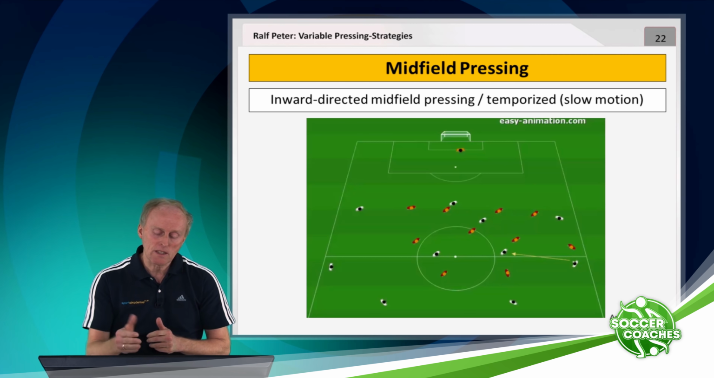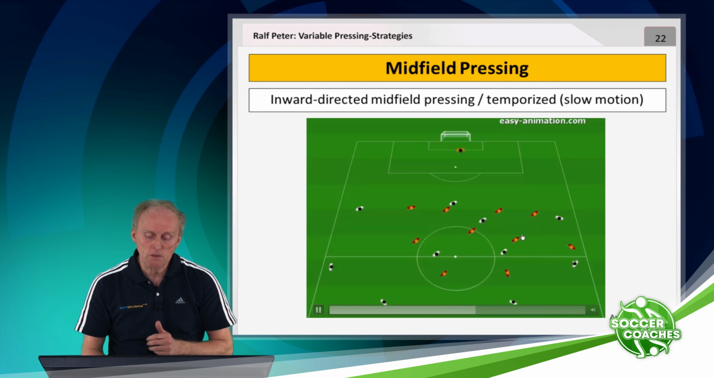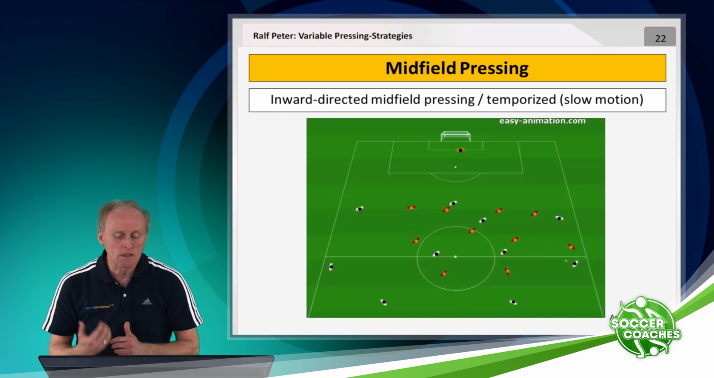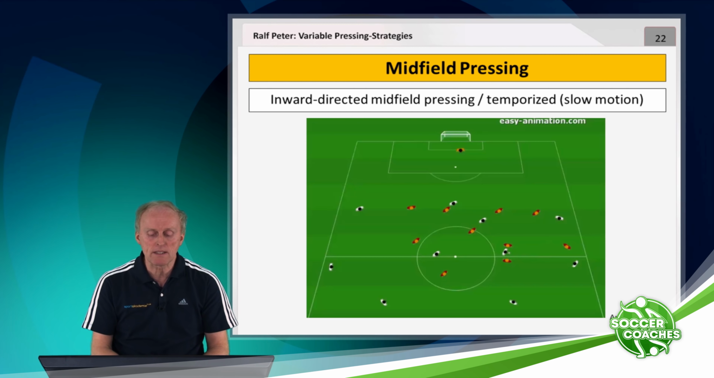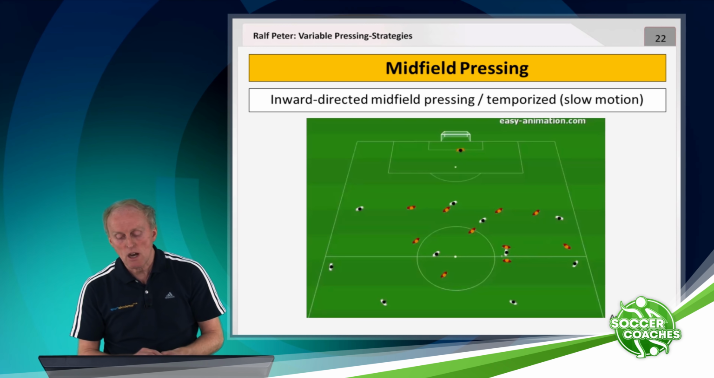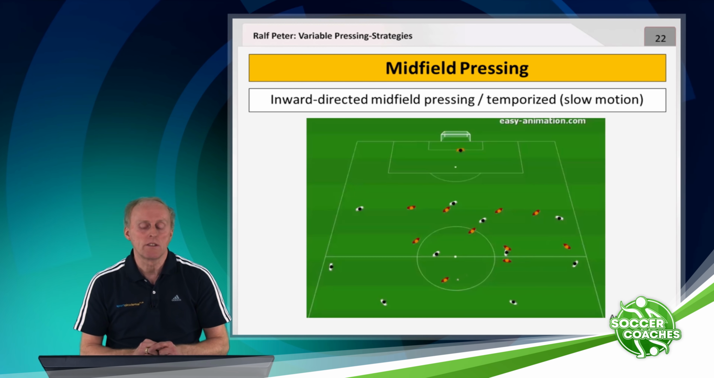Again, of course, it is important that the 6, in this case this player here, is not too close to his opponent, so that there really is an offer that this ball is played. Because if he covers that completely, the opposing defender will probably not play the ball.